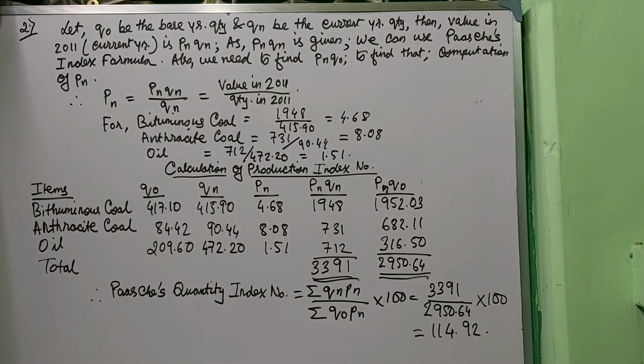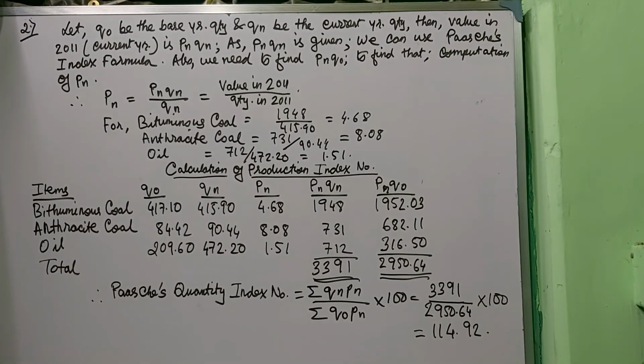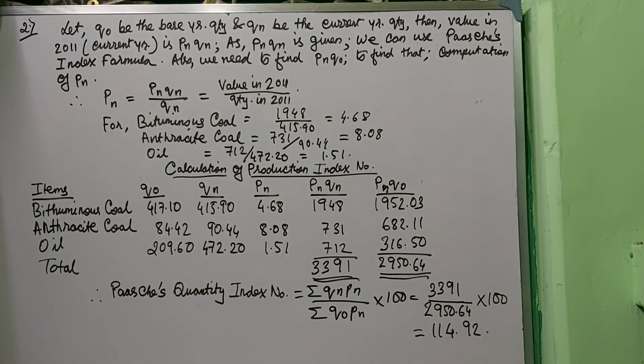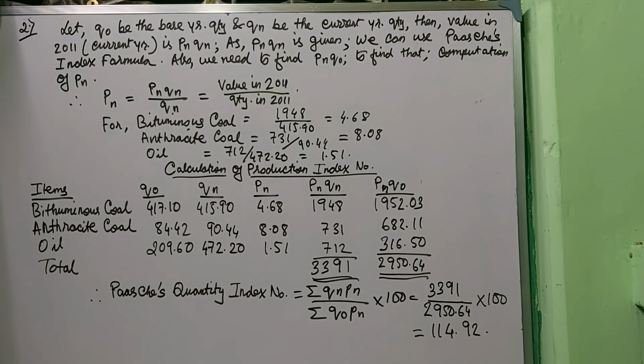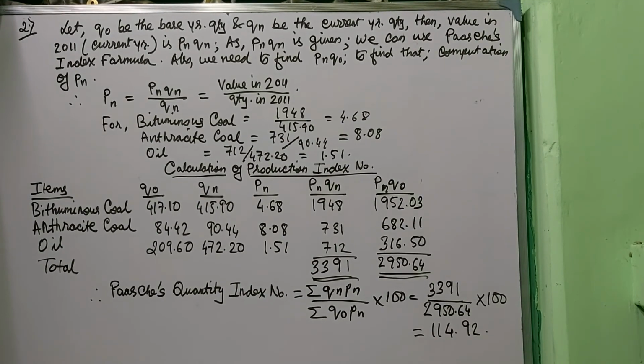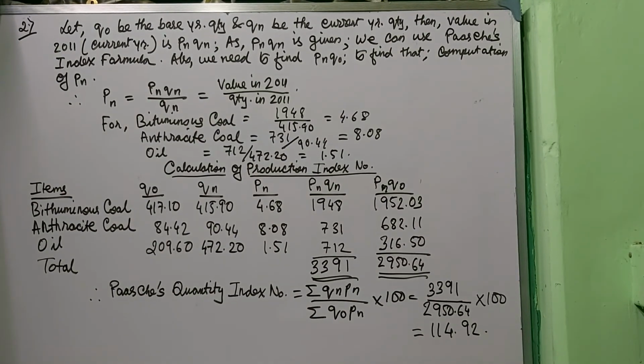Right? So this is it for today. In my next class, I will move on to time reversal test and factor reversal test. Again, I will require a few classes. Then finally, the consumer price index or cost of living index. That will be the end of that chapter. But still 2 to 3 parts are left, and 4 or 5 classes are still required regarding this.